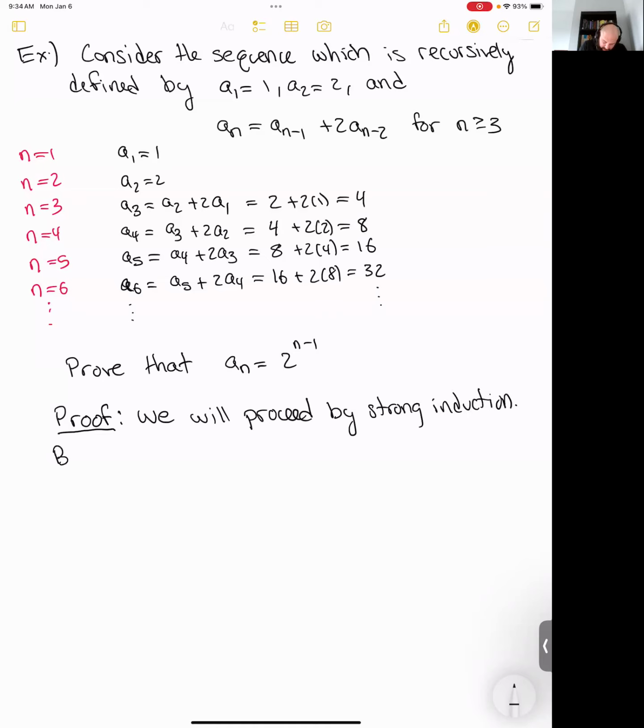So what's the base case? Again, we have two base cases. For a sub 1, we see that it is 2 to the 1 minus 1, which is 2 to the 0, which is equal to 1. Good. And for a sub 2, we're hoping for 2 to the 2 minus 1, which is 2 to the 1 power, which is 2. So yes, we're good. The two base cases that we need to start the recursion work for the closed formula. Great. So now the inductive case.